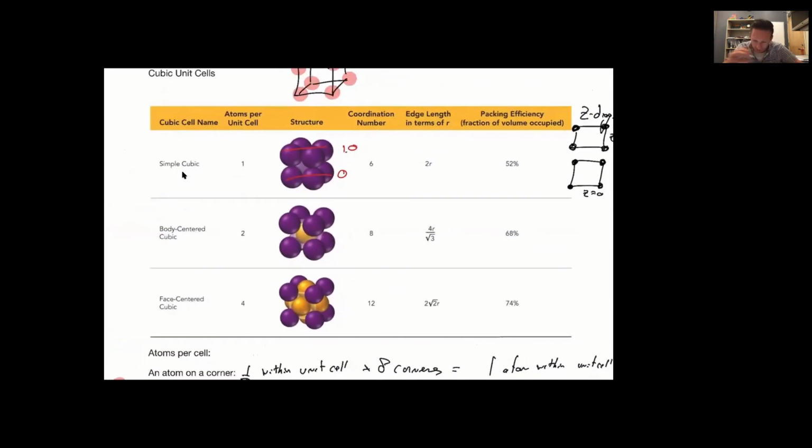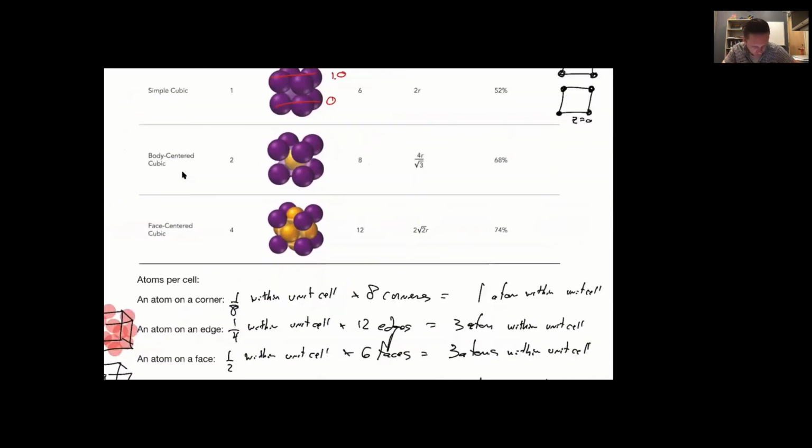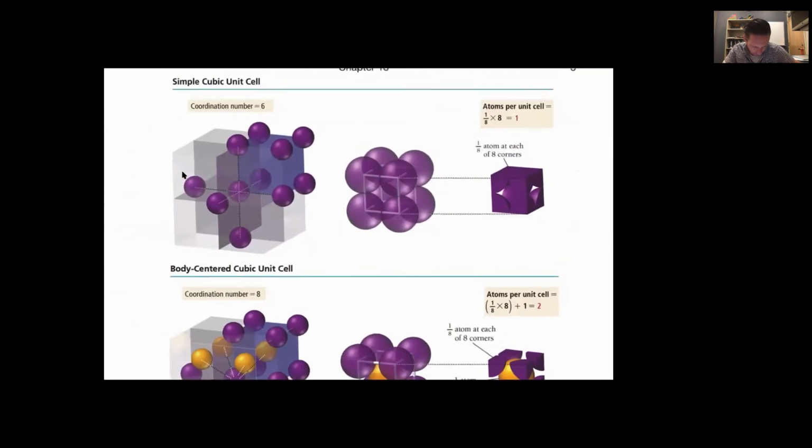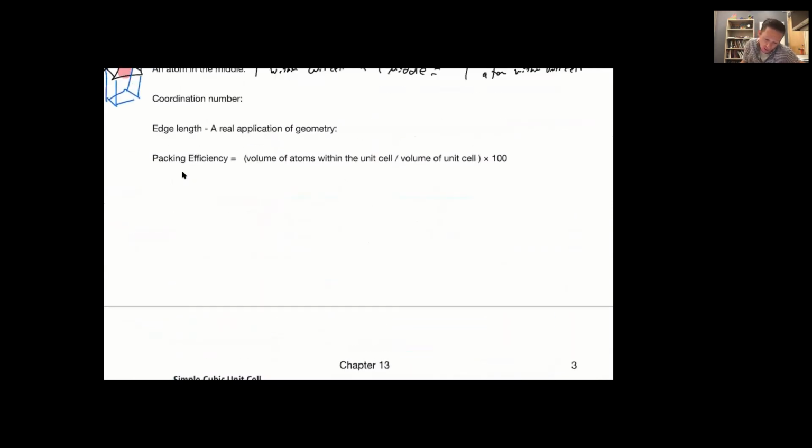Okay, so we talked a lot about simple cubic. Here it is again. Atoms are stacked directly on top of each other. Nothing in the middle. 4 on the bottom, 4 on the top. Let's talk about coordination number. This is how many other atoms every atom is interacting with or maybe bonded to.